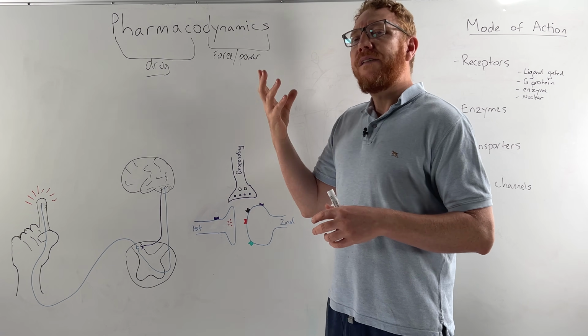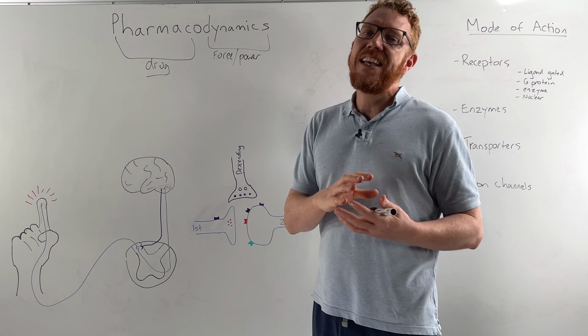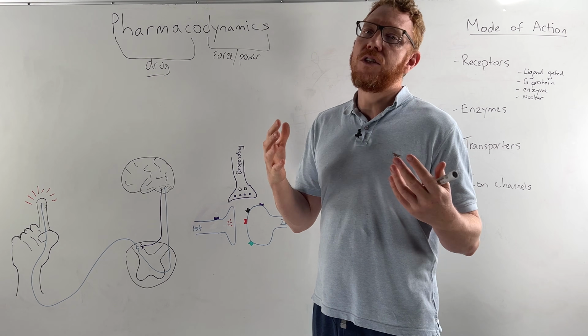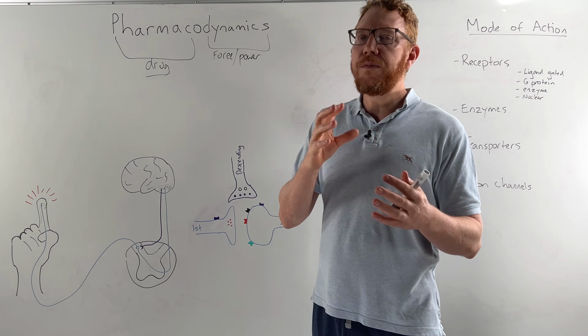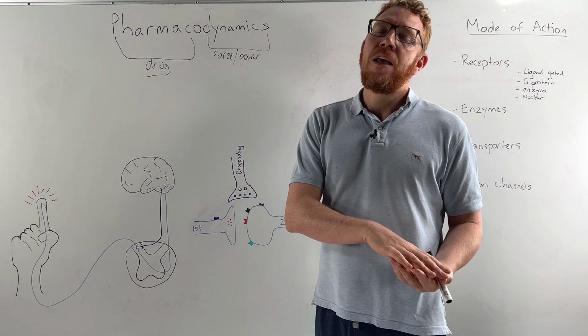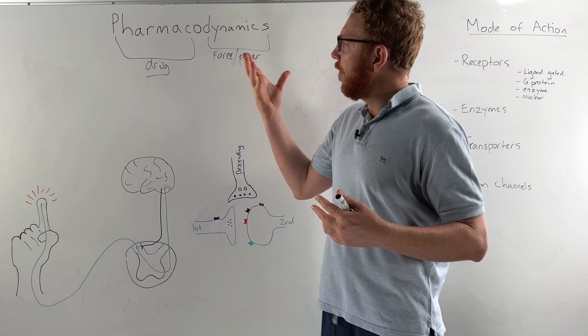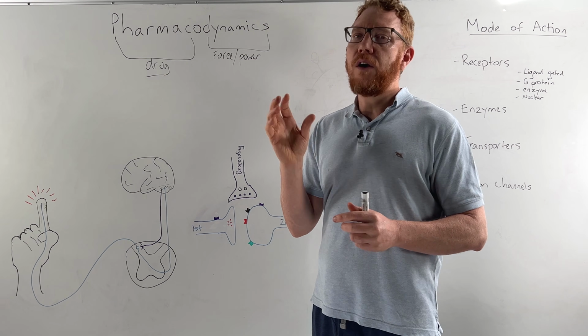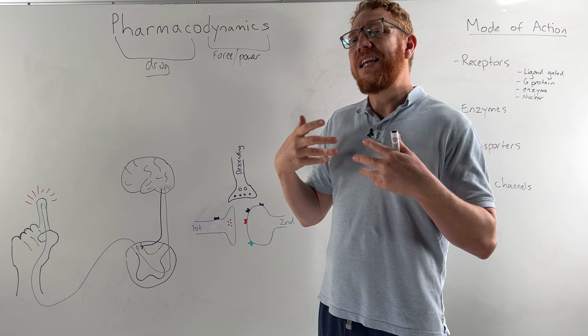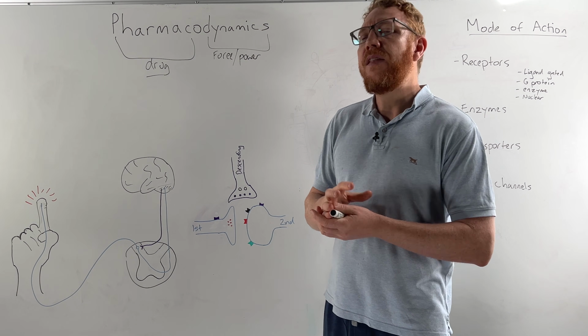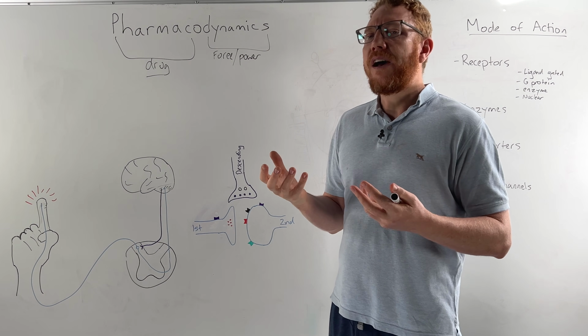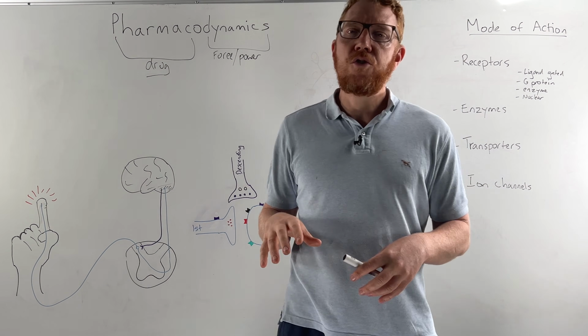When we saw pharmacokinetics, it was how the body affects the drugs: the absorption, the distribution, the metabolism, the elimination. But in this case, when the drug comes into the body, how does it impact the body? And this is essentially the mode of action, or the mechanism of action, of the drug in the body.